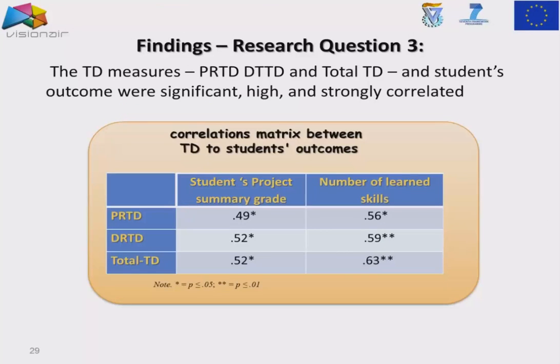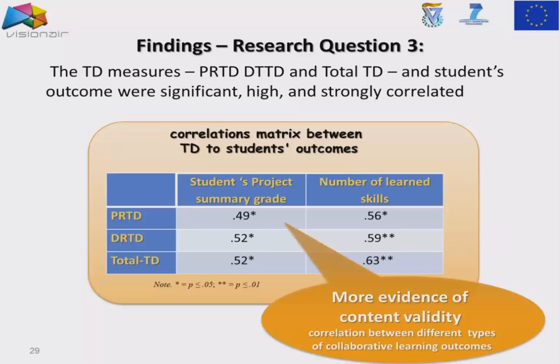And now we test the correlation between our measure, the peers transactional distance and the distant transactional distance and the total. We test the correlation between this outcome to other outcomes, to the student's project summary grade and to the number of learned skills they mentioned. And as you can see, we found a significant correlation between those different types of output. So as you can see, we have more evidence of content validity.